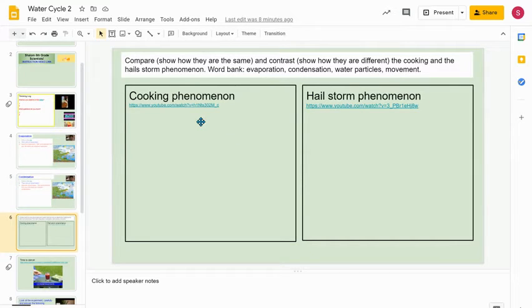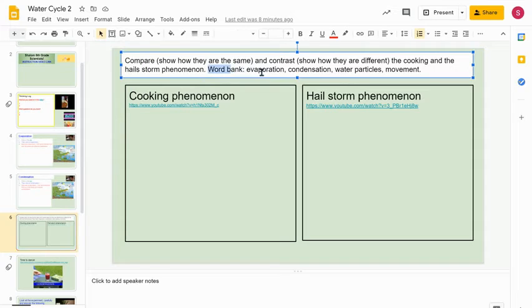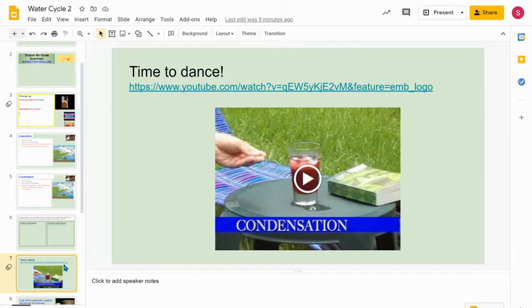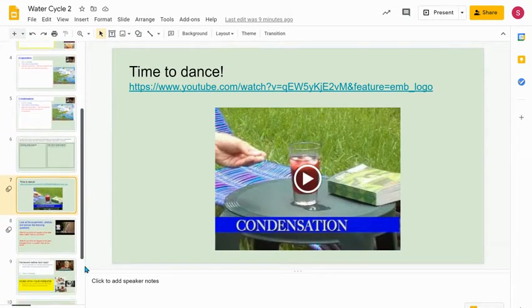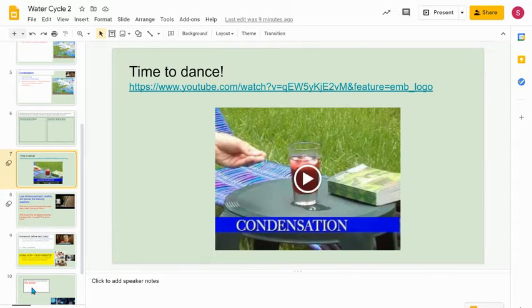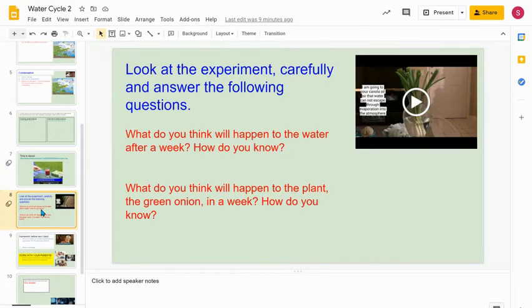Then I want you to think back to the quick cooking phenomenon that you just saw in slide 3, and then the hailstorm phenomenon that we've worked on the last couple of days, and then compare and contrast using the word bank there. Then I want you to take a break, listen to the condensation evaporation song, and dance. Time to dance.